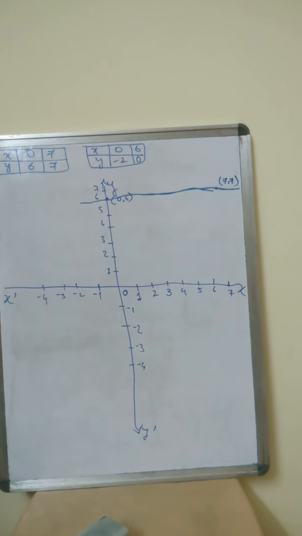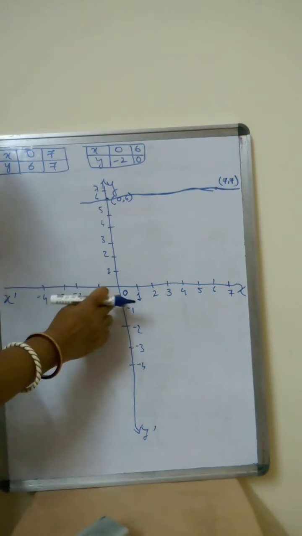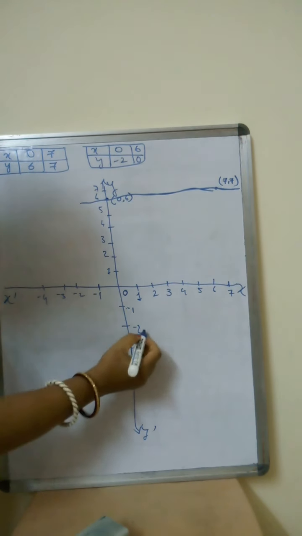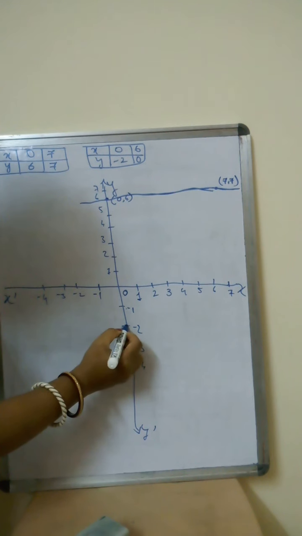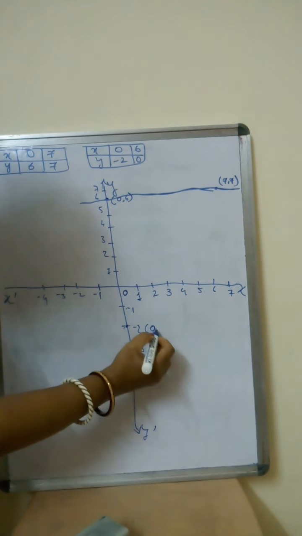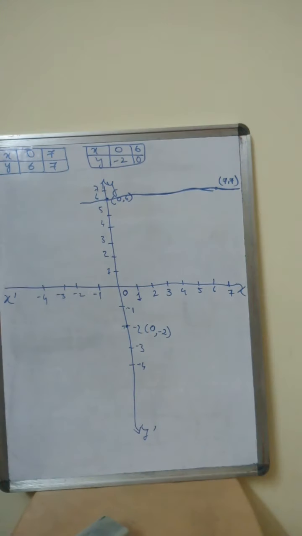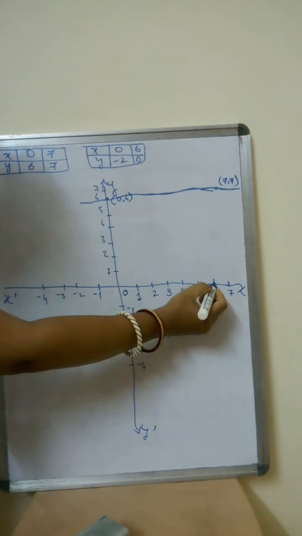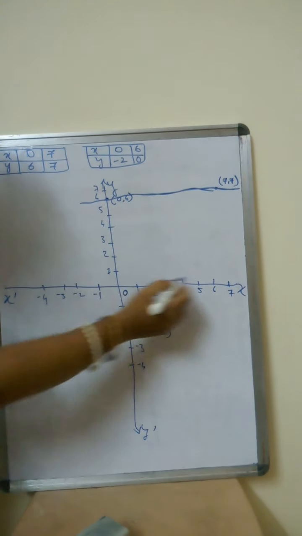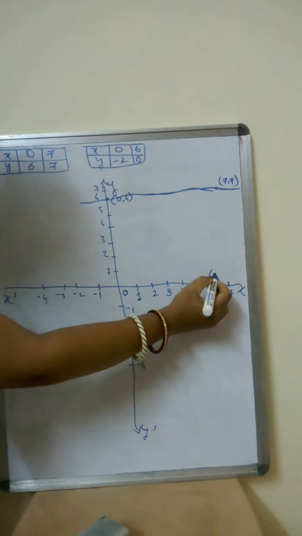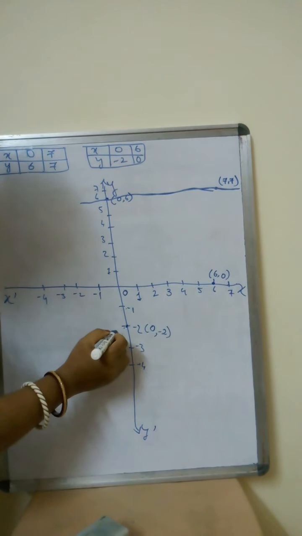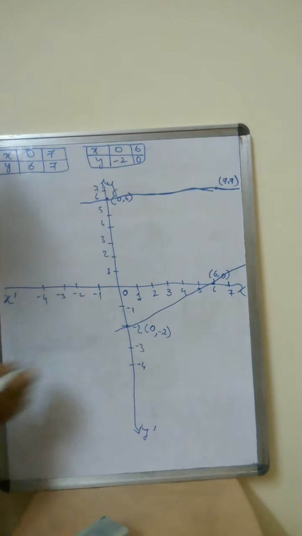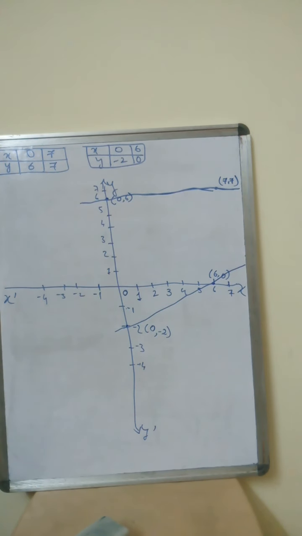Right? My next pair is x is 0, again a 0, and y is minus 2. So where is minus 2? It is here. So I take a point here and write 0, minus 2. Right? Again 6 and 0. Where is 6 for me on the x-axis? 6 is here. Right? And where is 0 on the y-axis? It's on the same line. So it will be here. So I write 6, 0. And I join the lines. Right? See, I have tried to join the lines. If you do it with a scale, you will get it in a much better way.